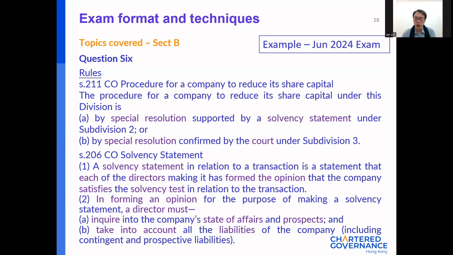Must, number one, inquire into the state of affairs of the company. So you must check how well is the company doing? Is it really solvent? And you can see state of affairs and prospects. Prospects means forward-looking, looking into the near future of the company. Is it doing well? And part B, take into account all the liabilities, all the money that is owed by the company to outsiders.